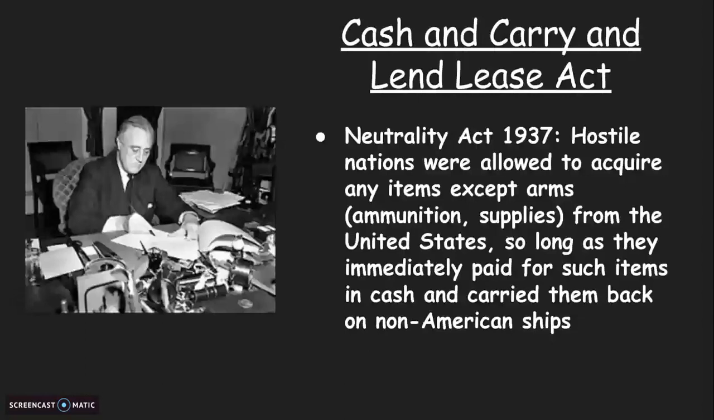What that means is that these hostile nations, like Britain and France, could come to the United States, purchase ammunition, supplies, oil, gasoline from us, and bring it back on their ships. Not American ships, on their ships, because the United States is trying to stay neutral in this war. He's trying to help Britain and France defeat Germany. Basically, he knows that Britain and France are the only ones who can use this cash and carry basis. So he's trying to help Britain and France against Germany.